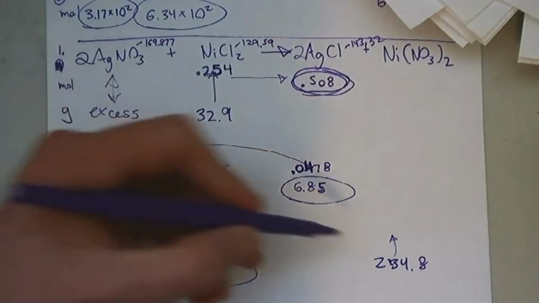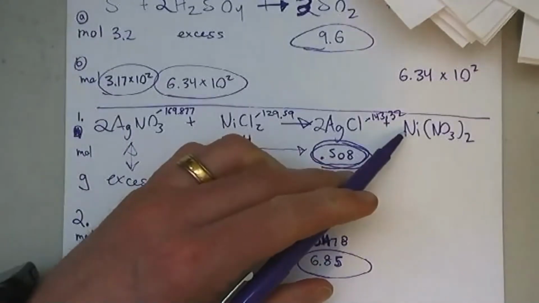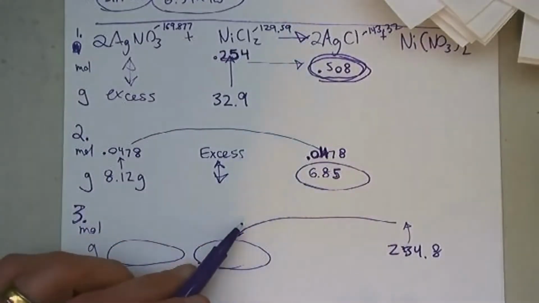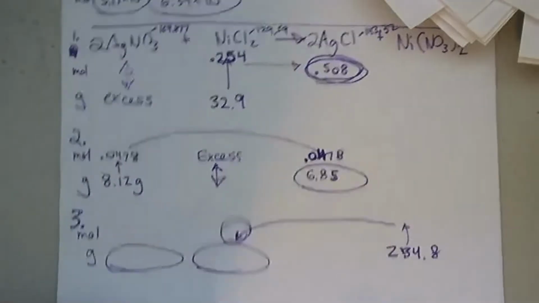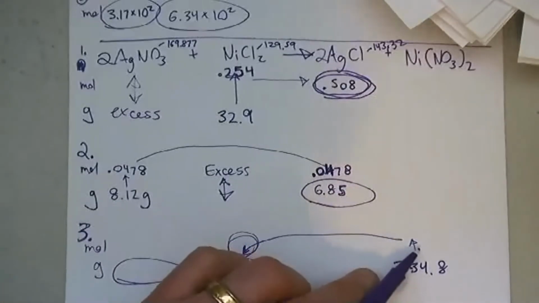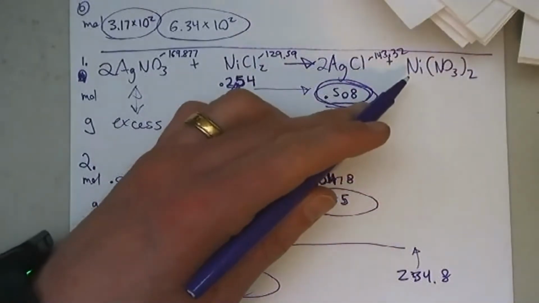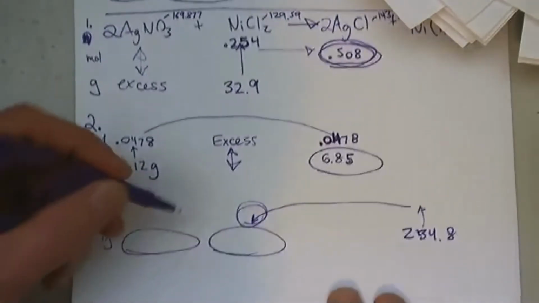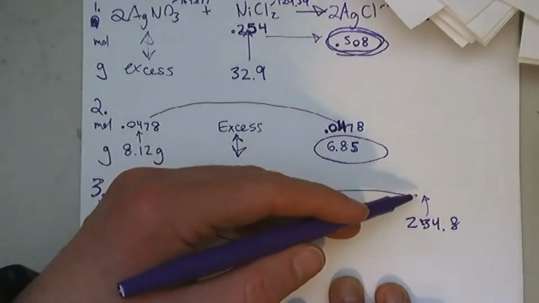Once you have that, you can go mole to mole here. This is a 1. Okay. So whatever this number is, it's going to be the same as this number here because this is a 1 and this is a 1. Okay. When you go from this one to this one, you'll divide by 1, right? And then you'll multiply by 2. So this number right here is going to be double whatever this one is.